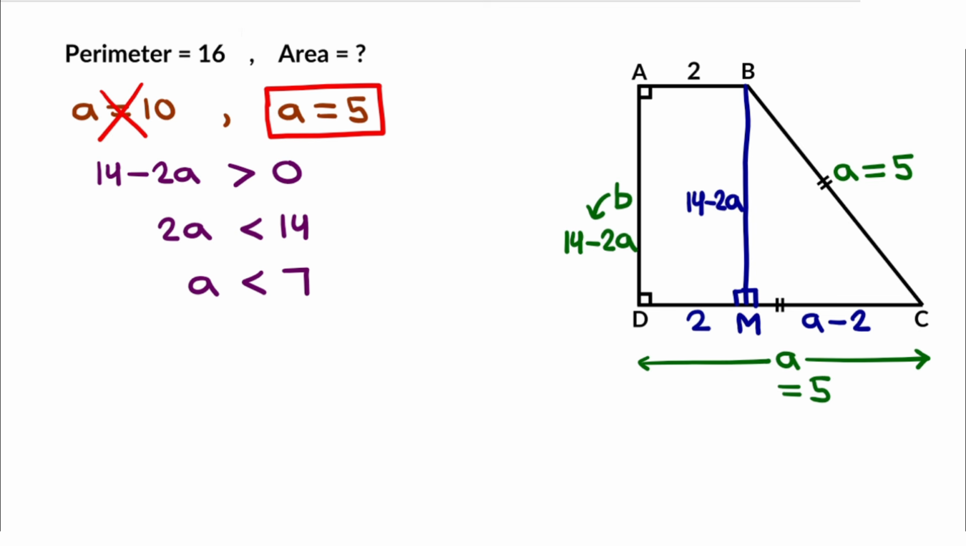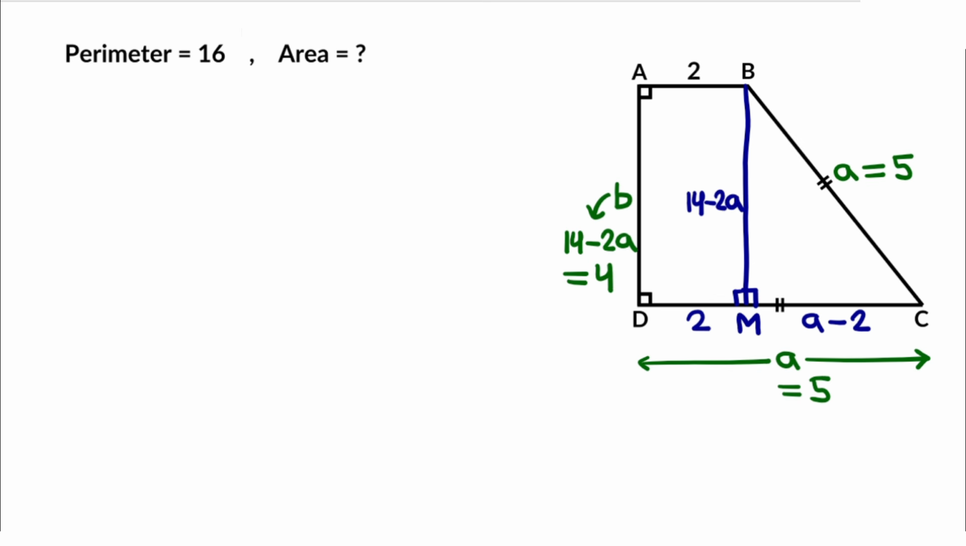Now, let's find the height. B equals 14 minus 2 times 5. That gives us 14 minus 10, which is 4. So we have both parallel bases and the height now. Exactly. The top base is 2, the bottom base is 5, and the height is 4.